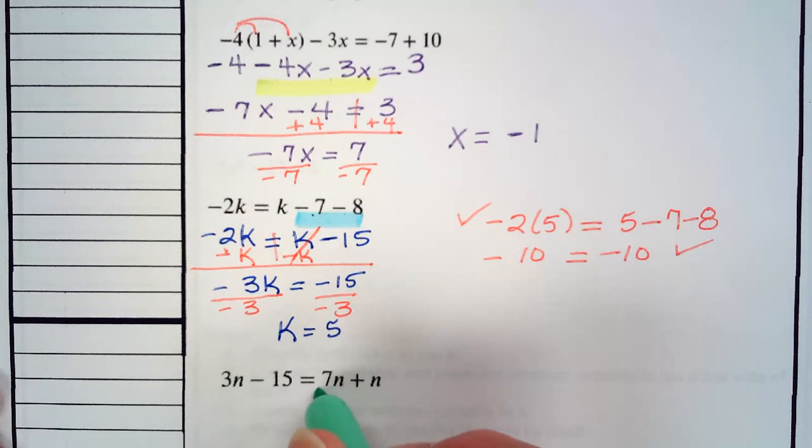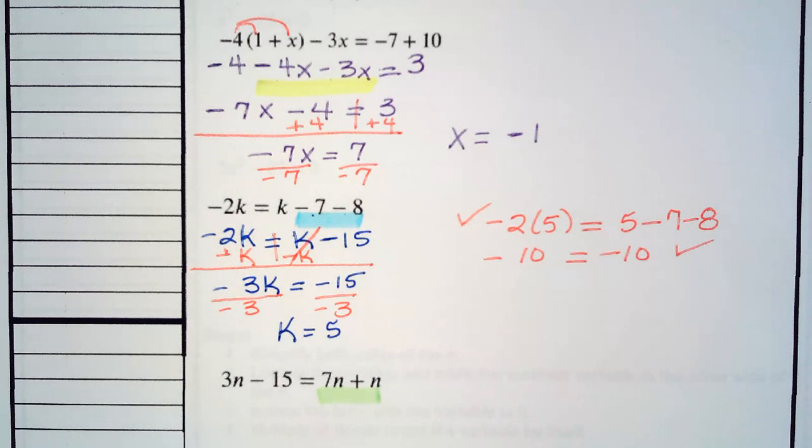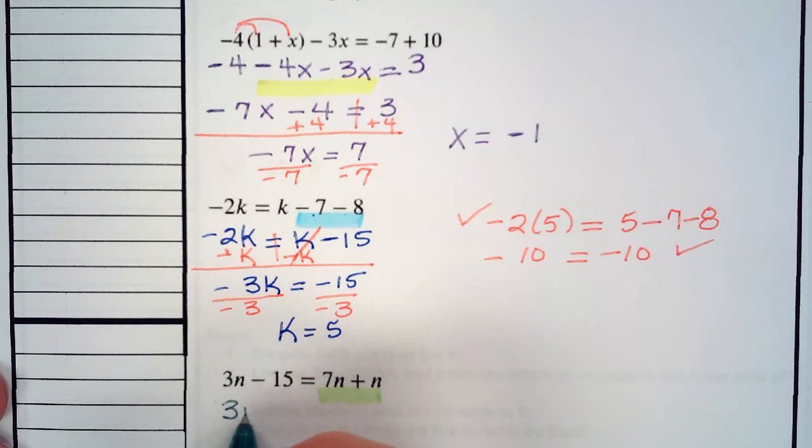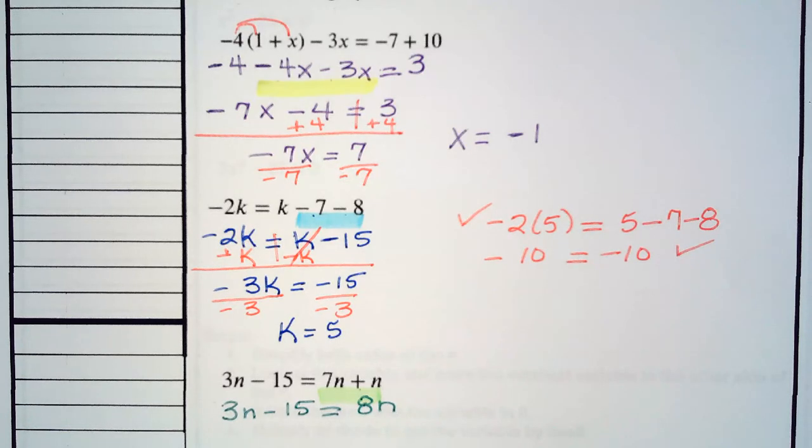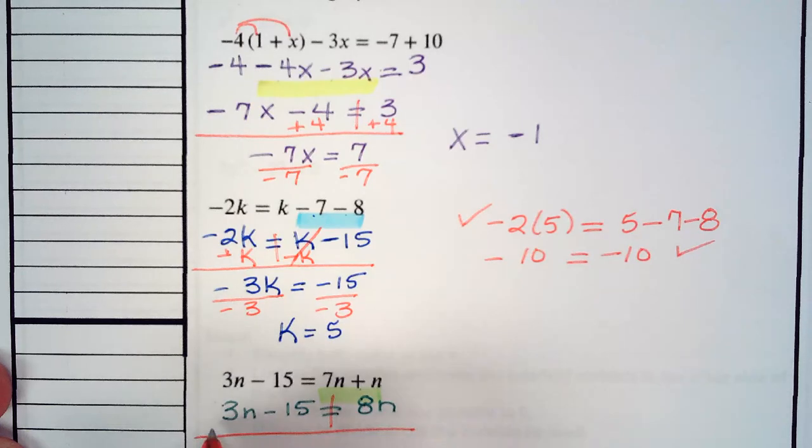I've got 7n plus n. 3n minus 15, that will not change, equals 7n plus n, which would be 8n. 7n plus 1 more n would be 8n. Now I'm ready to solve. I need to get my variables to the same side.